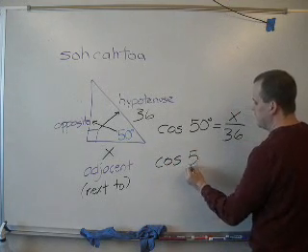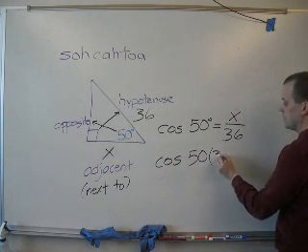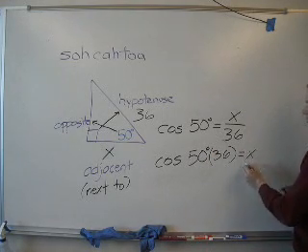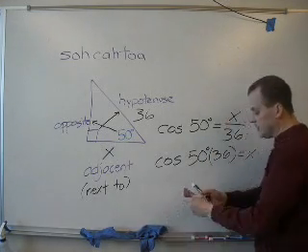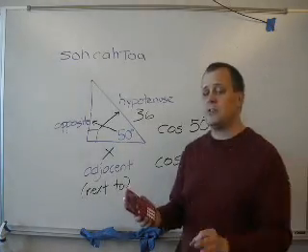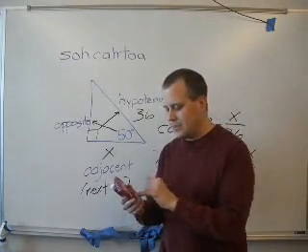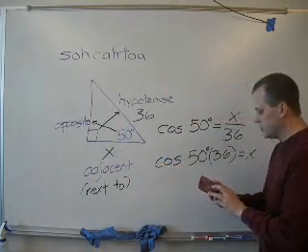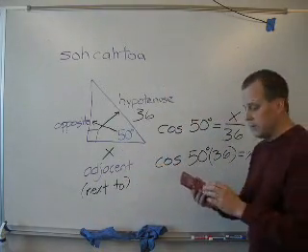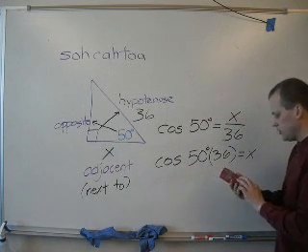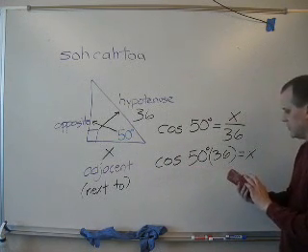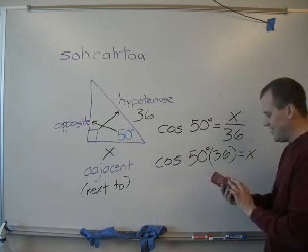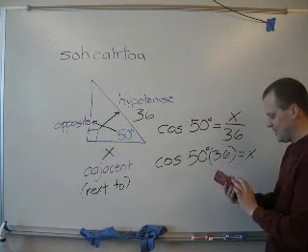Cosine of 50 times 36, oh, I forgot my degree, is equal to x. Now, I'm going to take my calculator, and this time, make sure you push the correct button. There are 3 of them. It depends on what calculator you use, but my cosine is right here. It's above the parentheses. Cosine of 50, close parentheses, times 36.